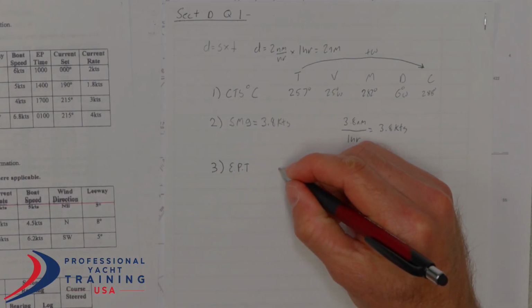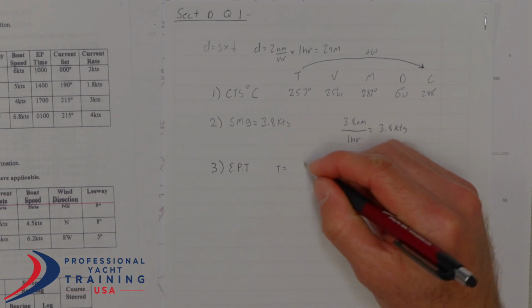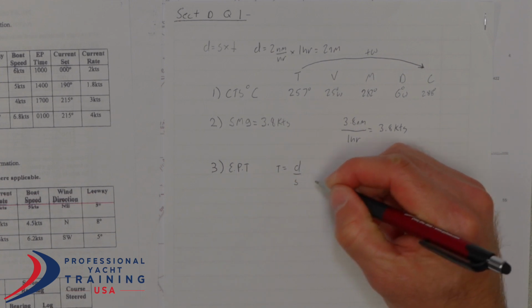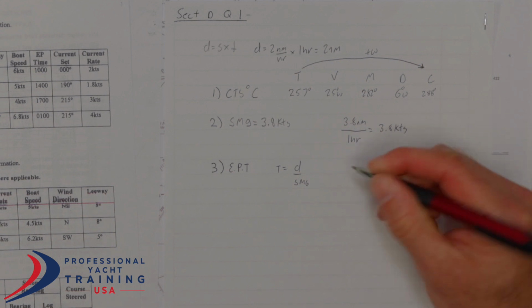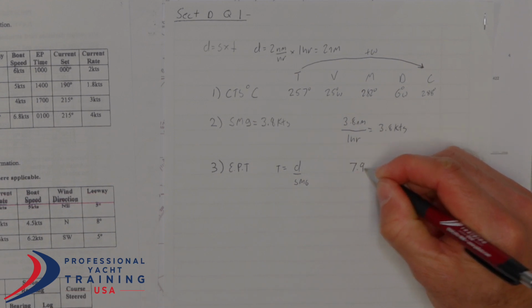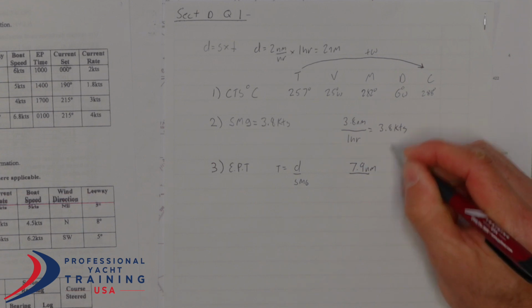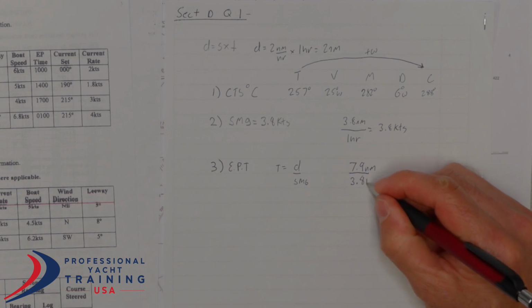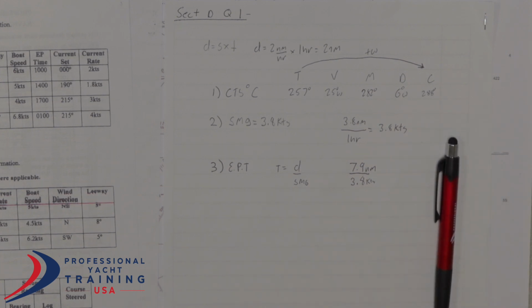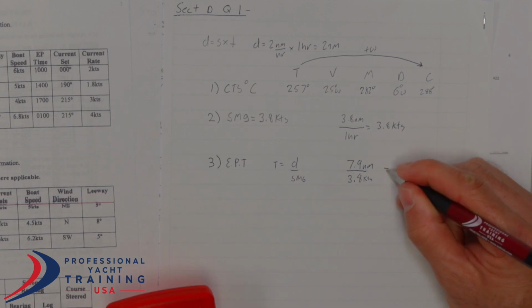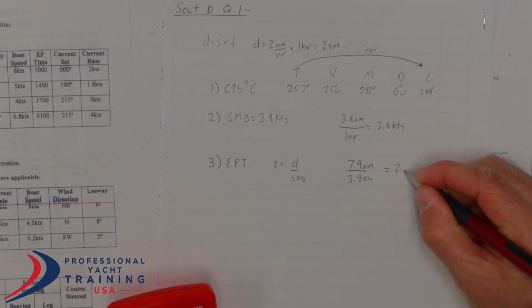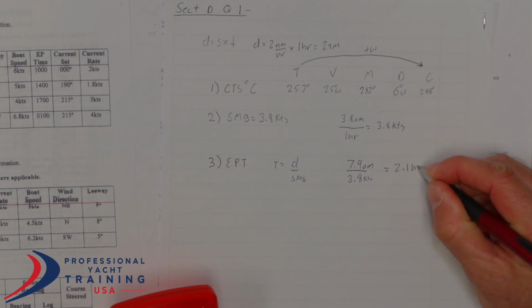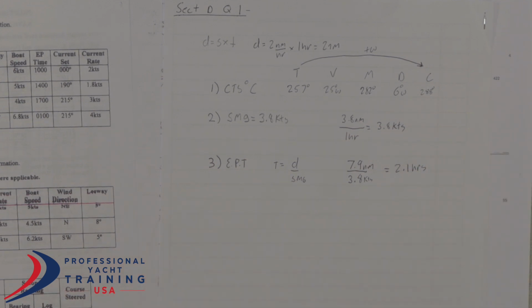And so we're going to want time. Time is going to be equal to distance divided by speed, specifically speed made good in this case. And our total distance, let's call it 7.9 nautical miles, divided by that previous answer, the speed made good, is going to give me my time. So, calculator, 7.9 divided by 3.8, we're getting something like 2.1 hours if we round to 1 decimal place.